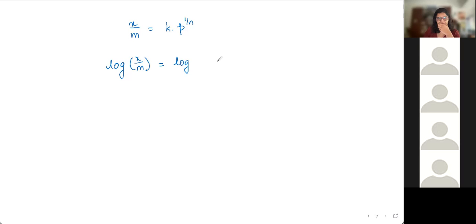Ma'am, the constants k and n, are they specific to specific reactions? Yeah. Depending on what gas and what solid you take, that's what they depend on. It's like the nature of the substances involved in the process. Okay, ma'am.